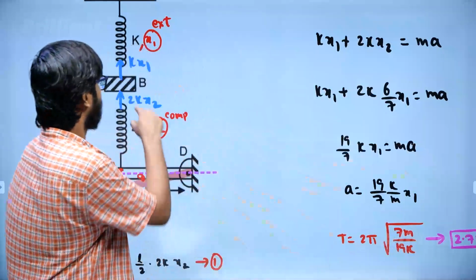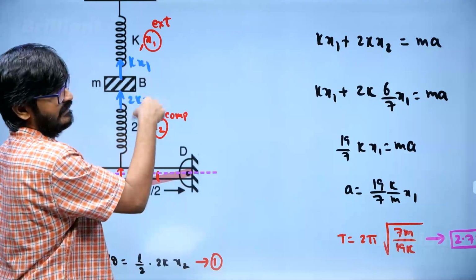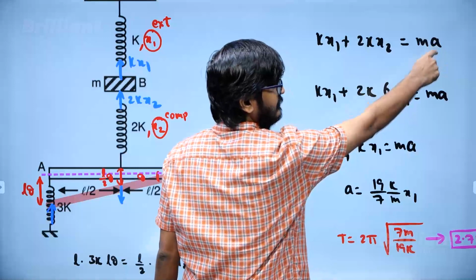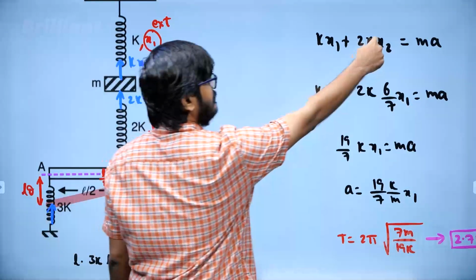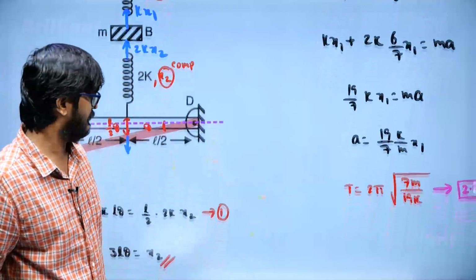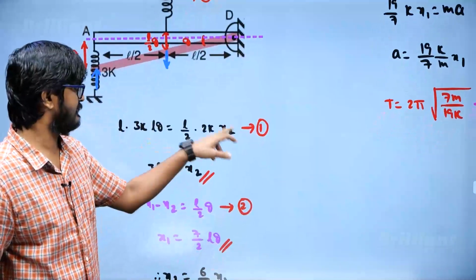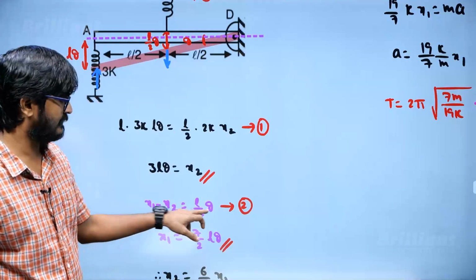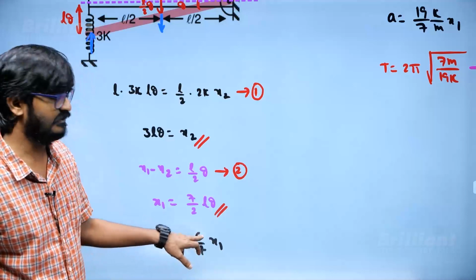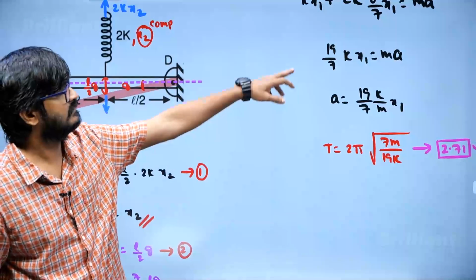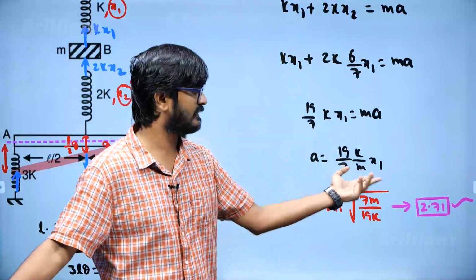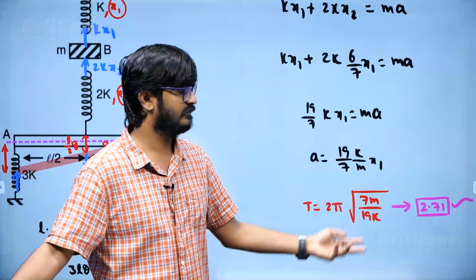This acceleration is the double differentiation of x1, so this is x1's acceleration. I need to convert this into x1, then I can get the SHM form, right? So how to convert that into x1? We got one relation. Apart from that, x1 minus x2 is L by 2 theta. When I solve it, I will be getting x2 equals 6 by 7 x1. I can substitute that, then I will be getting the SHM form, right? Once you get it into SHM form, then you can find the time period.